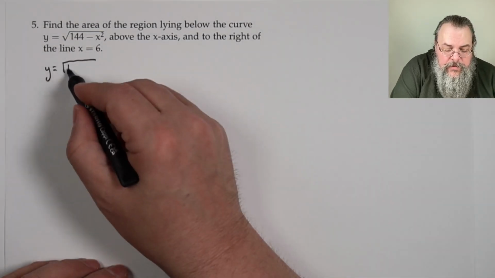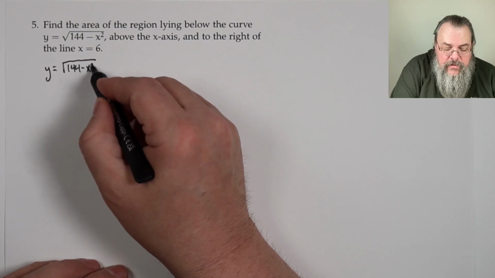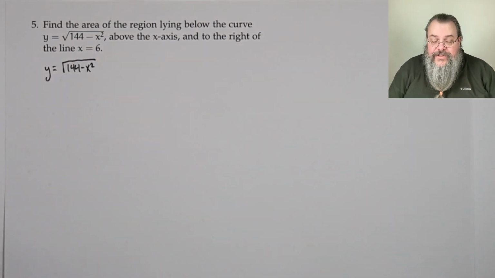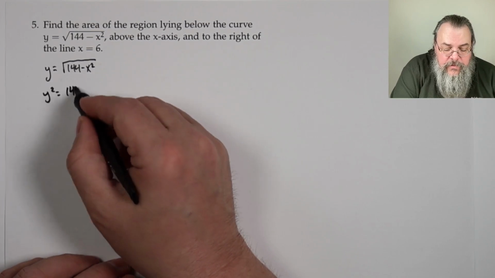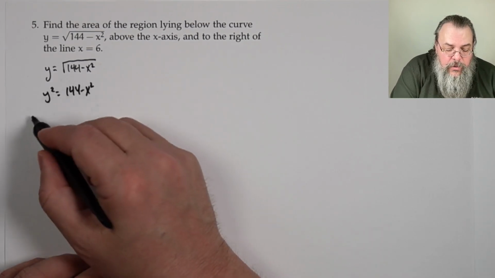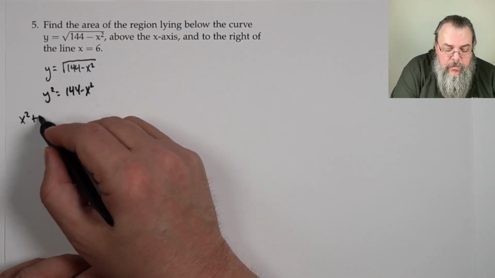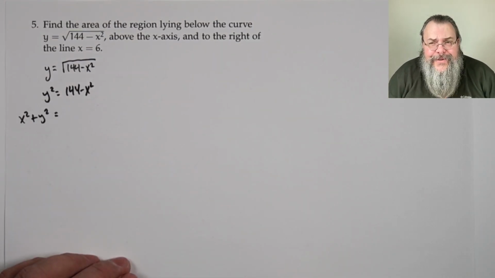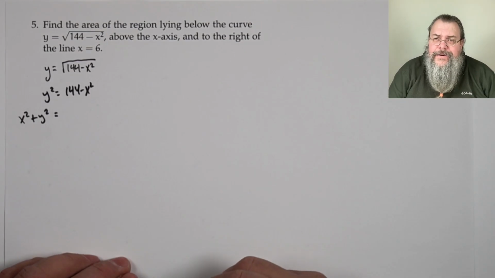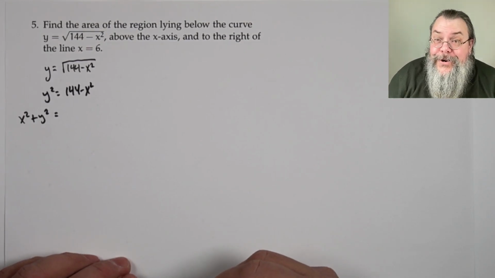y equals square root of 144 minus x squared. If you were to square both sides, this would give you y squared equals 144 minus x squared, or x squared plus y squared equals 144. And that sounds like a familiar number, a number we see a lot. You might say, I don't know, seems kind of gross.